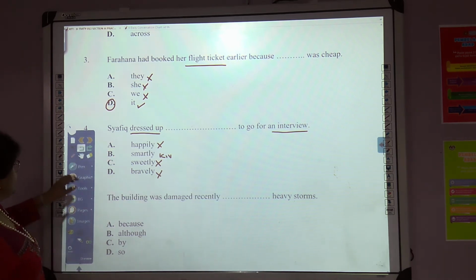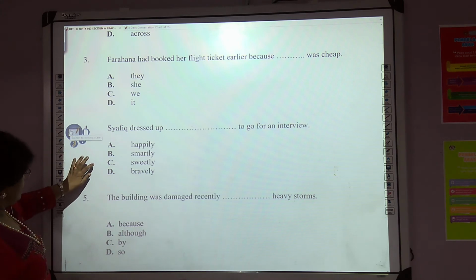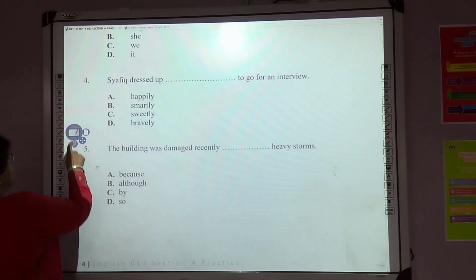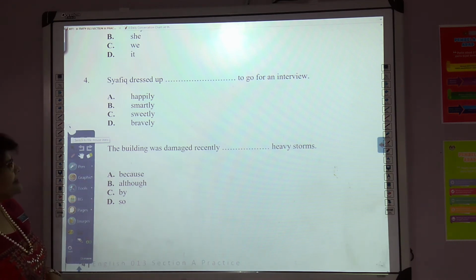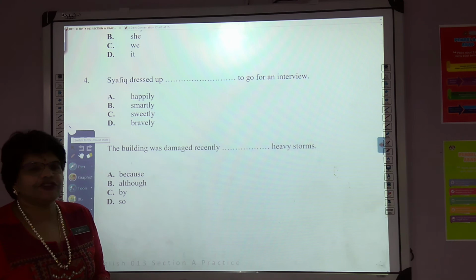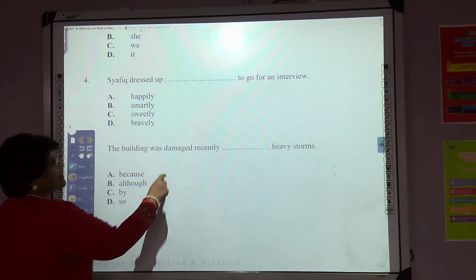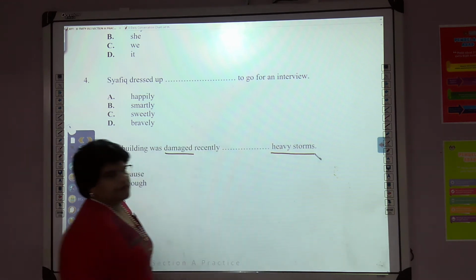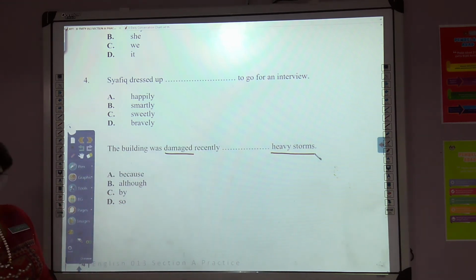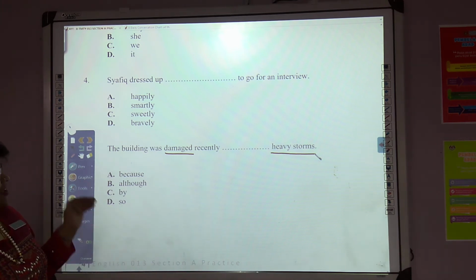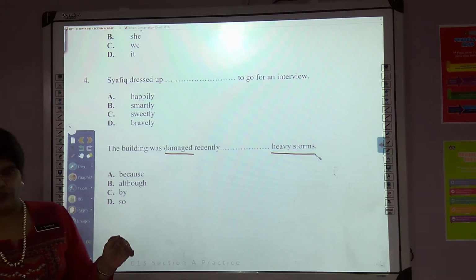Alright, now let's move on to question 5. The building was damaged recently by heavy storms. Damaged, heavy storm. These two are the keywords. Now let's see. The building was damaged recently because heavy storms.